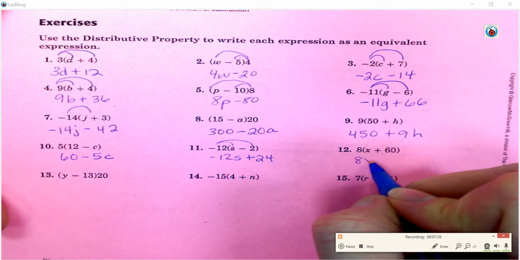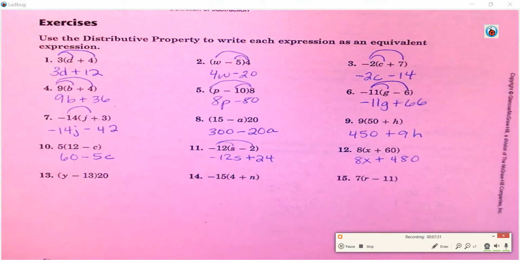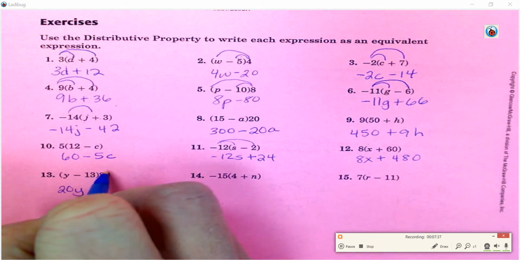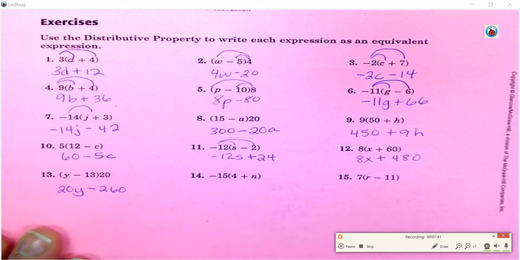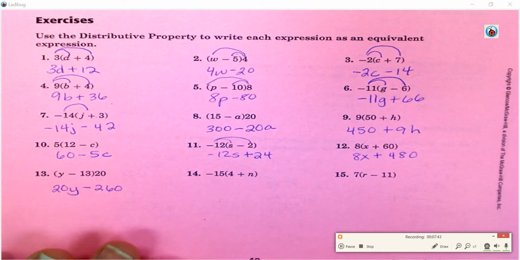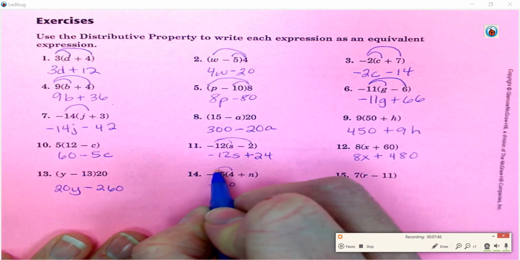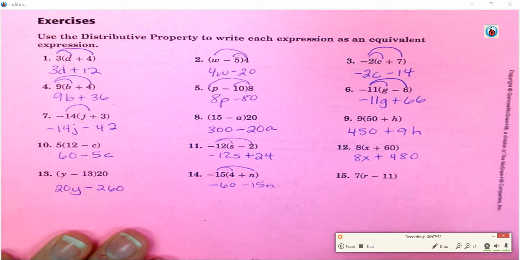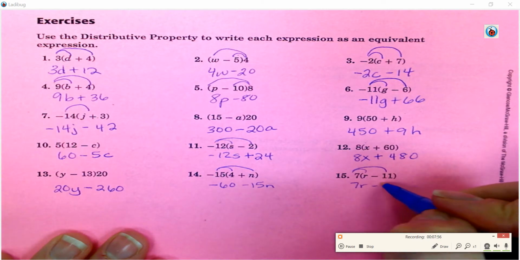8 times x is 8x, and 8 times 60 is 480. 20 times y is 20y, and 20 times negative 13 is negative 260. Negative 15 times 4 is negative 60, and negative 15 times n is negative 15n. 7 times r is 7r, and 7 times negative 11 is negative 77.